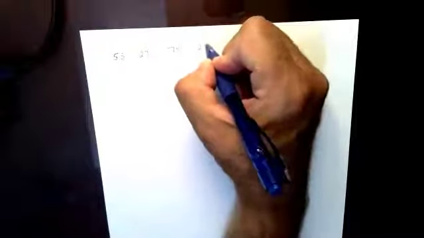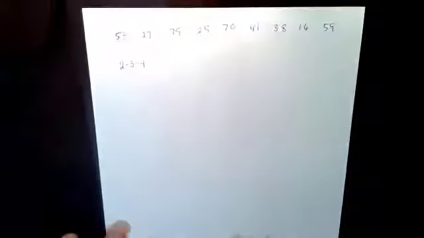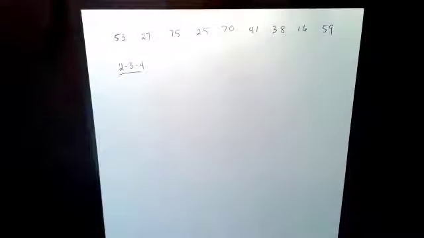53, 27, 75, 25, 70, 41, 38, 16, 59. So if I started to build this, do you want a couple minutes to try it on your own first? Yeah, let us try it on our own first. Okay, that sounds good. So right now, you're going to build a 2, 3, 4 search tree. I left out the word binary.